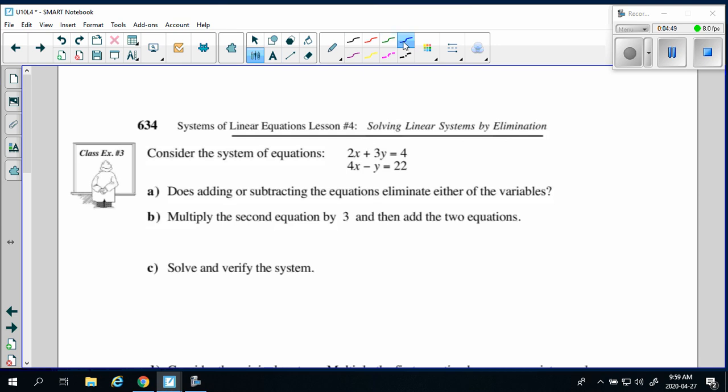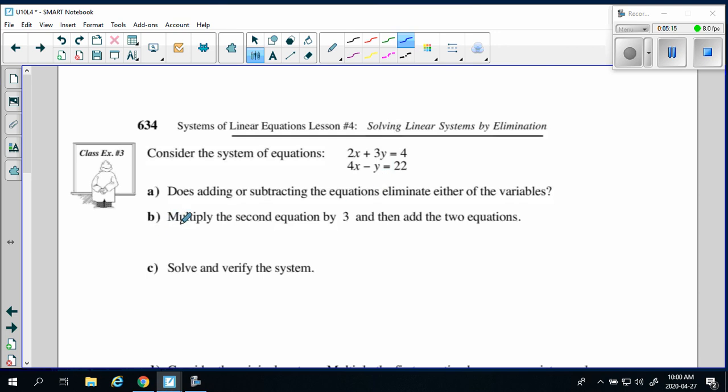elimination, which means to add or subtract in order to make one variable disappear. But does adding or subtracting the equations eliminate either of the variables? Well, if you look at x, if you add these, you're going to get 6x. And if you subtract them, you'll get negative 2x or 2x. And these ones don't match either. So if you don't have some kind of a matching term, you're not going to be able to add or subtract to eliminate the variable.